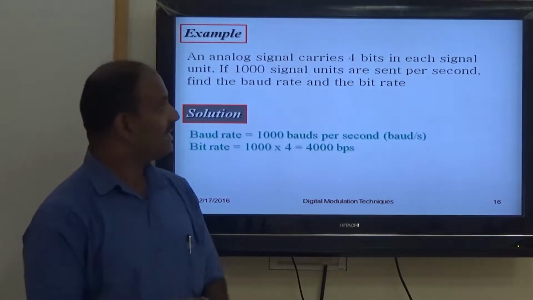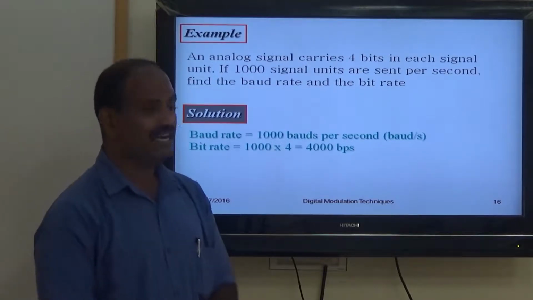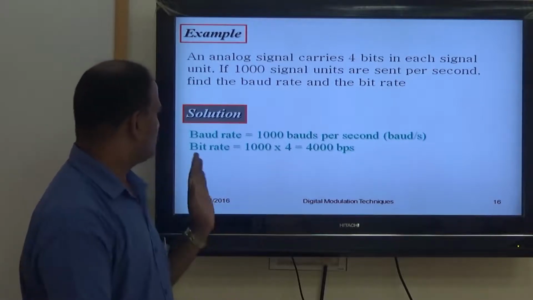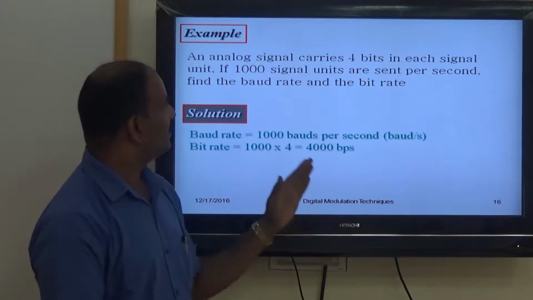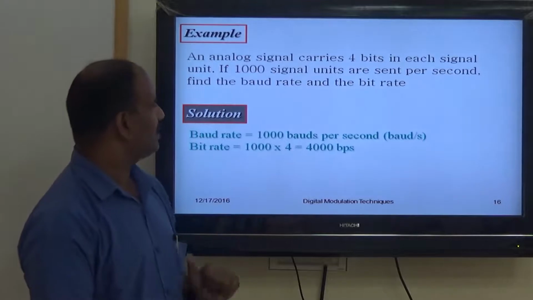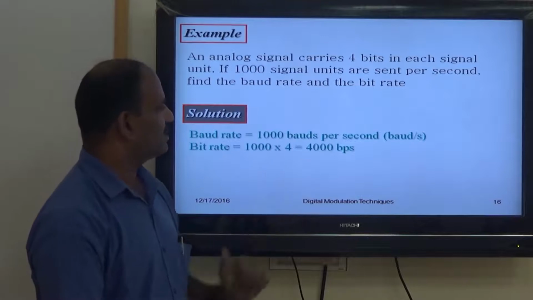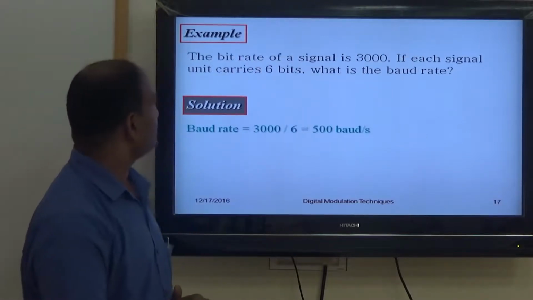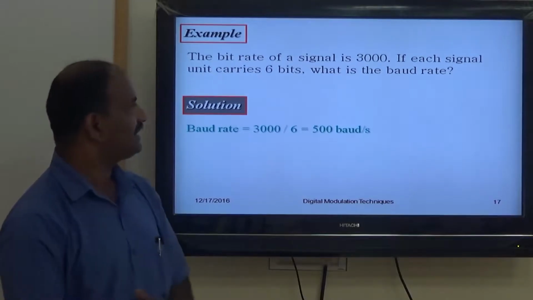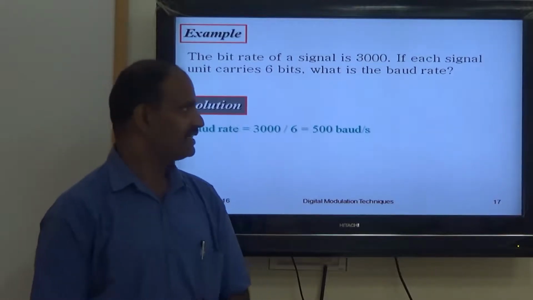An analog signal carries 4 bits in each signal unit. If 1000 signal units are sent per second, find the baud rate and bit rate. So baud rate is 1000 baud, that is 1000 symbols per second, and because each signal carries 4 bits, bit rate is 1000 into 4, that is 4000 bits per second. Next, the bit rate of a signal is 3000. If each signal unit carries 6 bits, what is the baud rate? Of course, it is divided by 6, that is 500 baud.